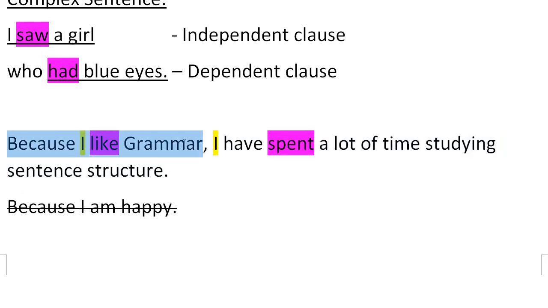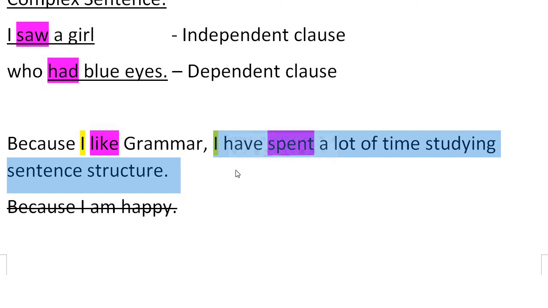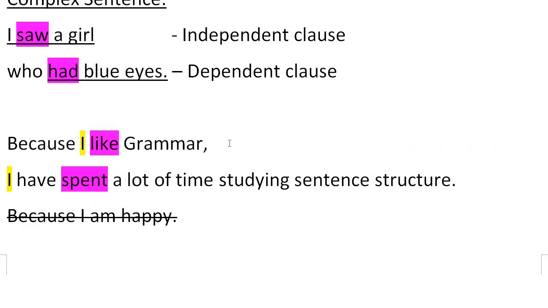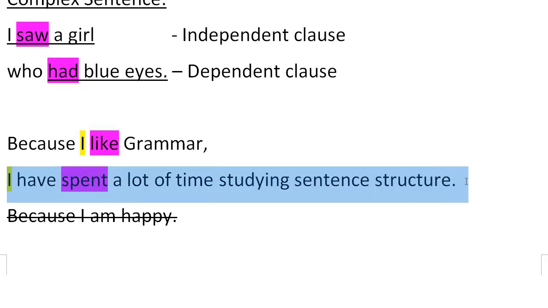So this is our independent clause, and that's our dependent clause, and here is the independent clause. "I have spent a lot of time studying sentence structure" works as a complete thought. That one doesn't. "Because I like grammar," that doesn't work, right? You can still say this sentence down here and it will work, right?